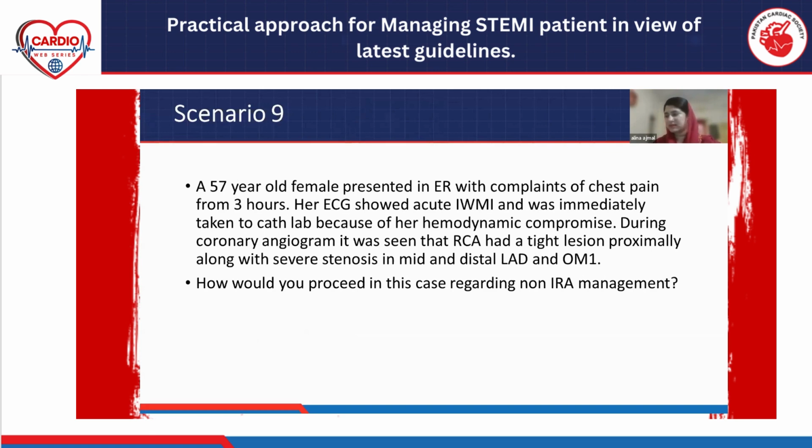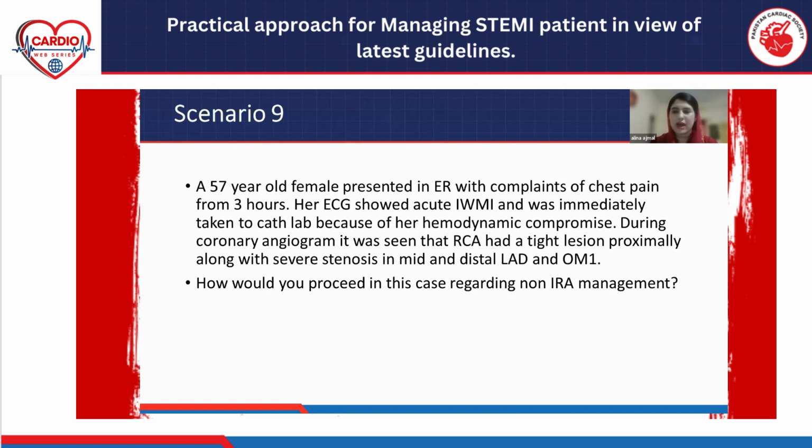So moving on to the next and last scenario, which is very important in today's era. This 57-year-old female presented in the ER. She has had symptoms for the last 3 years, and was immediately taken to the cath lab because of her hemodynamic compromise. During coronary angiogram, we see that the RCA had a tight lesion proximally, along with severe stenosis in the mid and distal LAD. How would you proceed in this case?